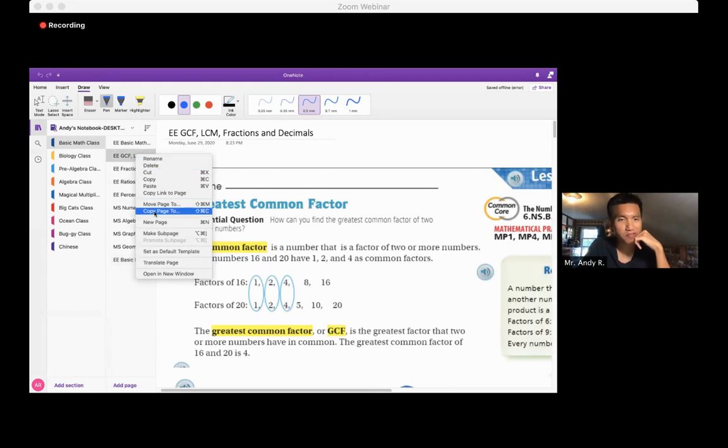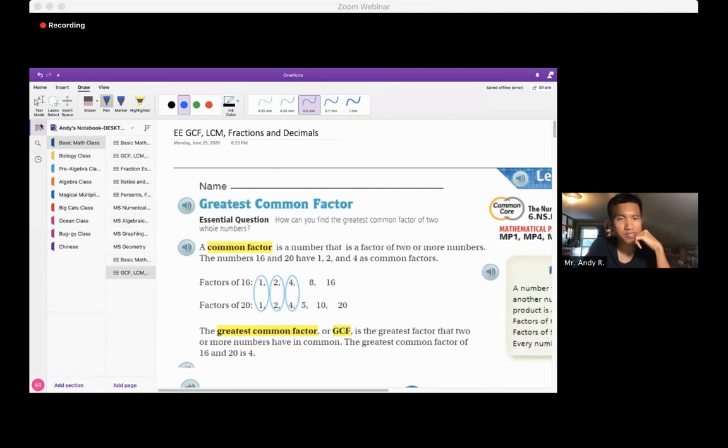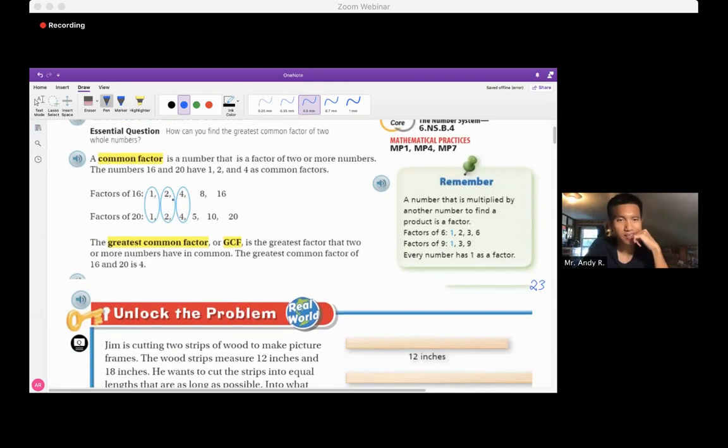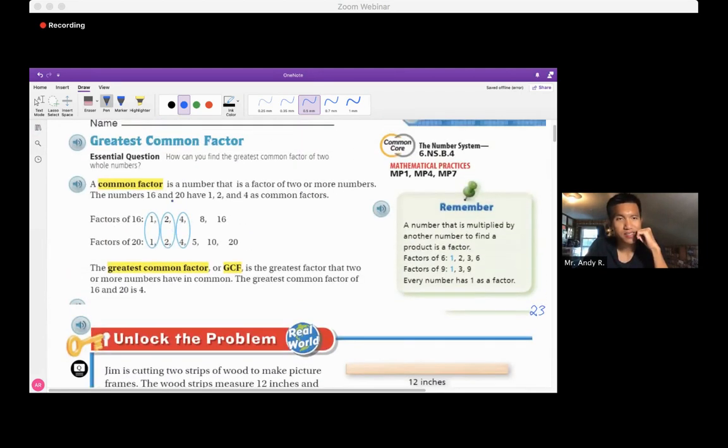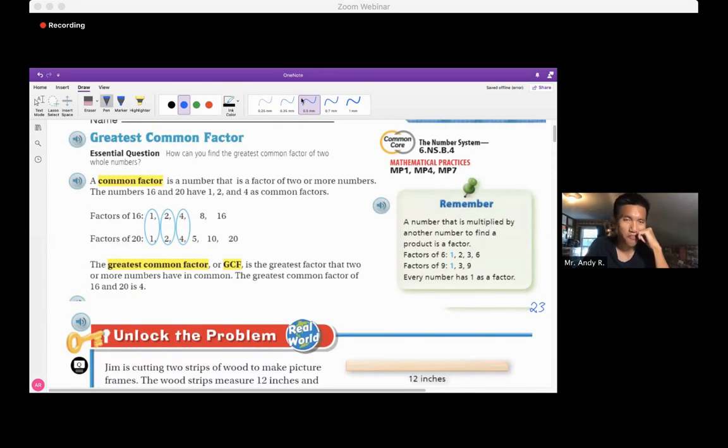Okay, greatest common factor is next. Greatest common factor. All right, who wants to do some more factoring?